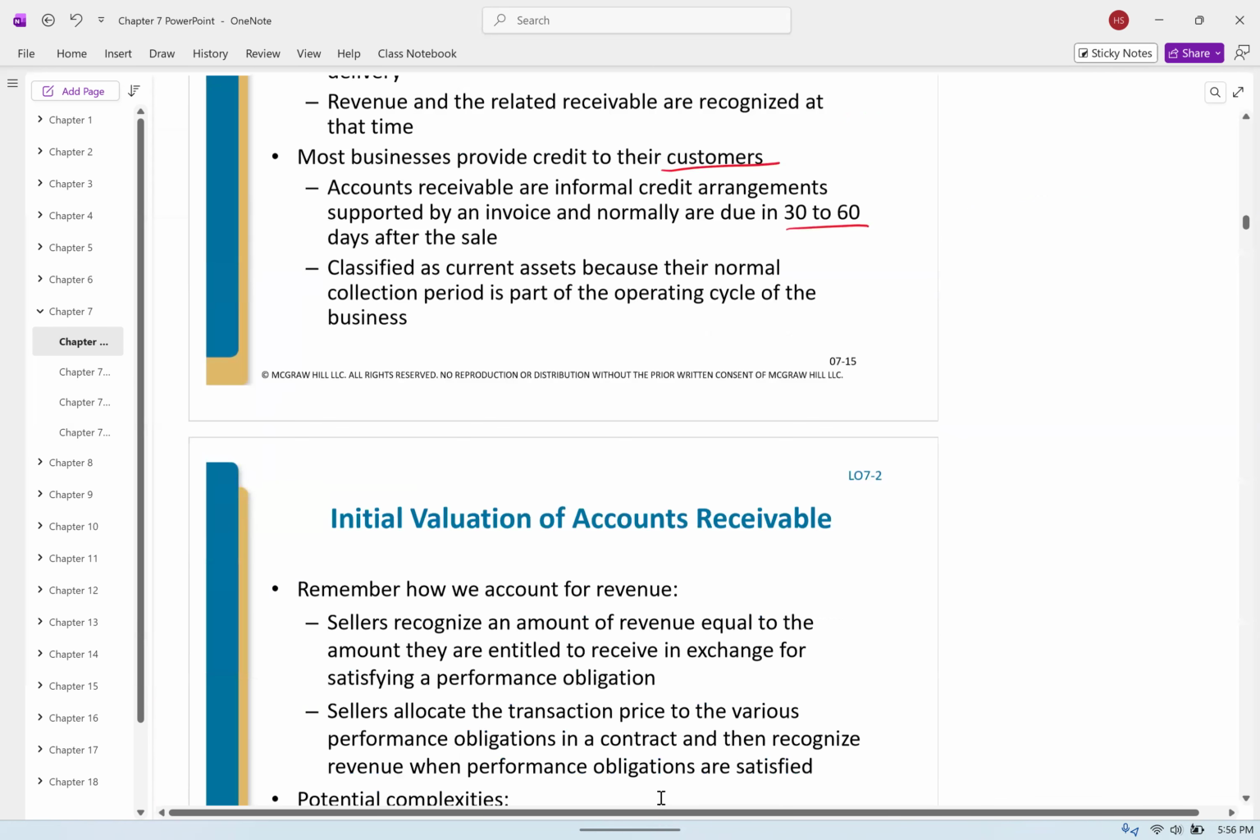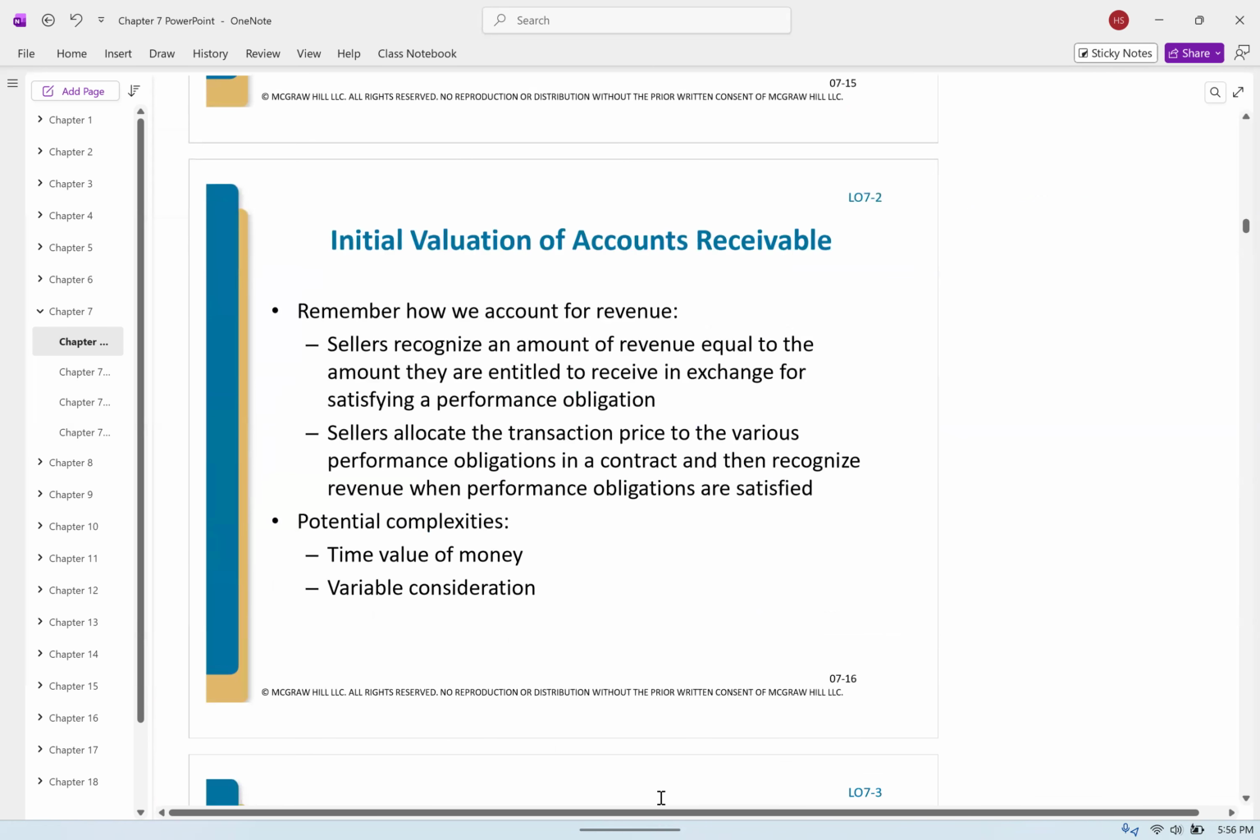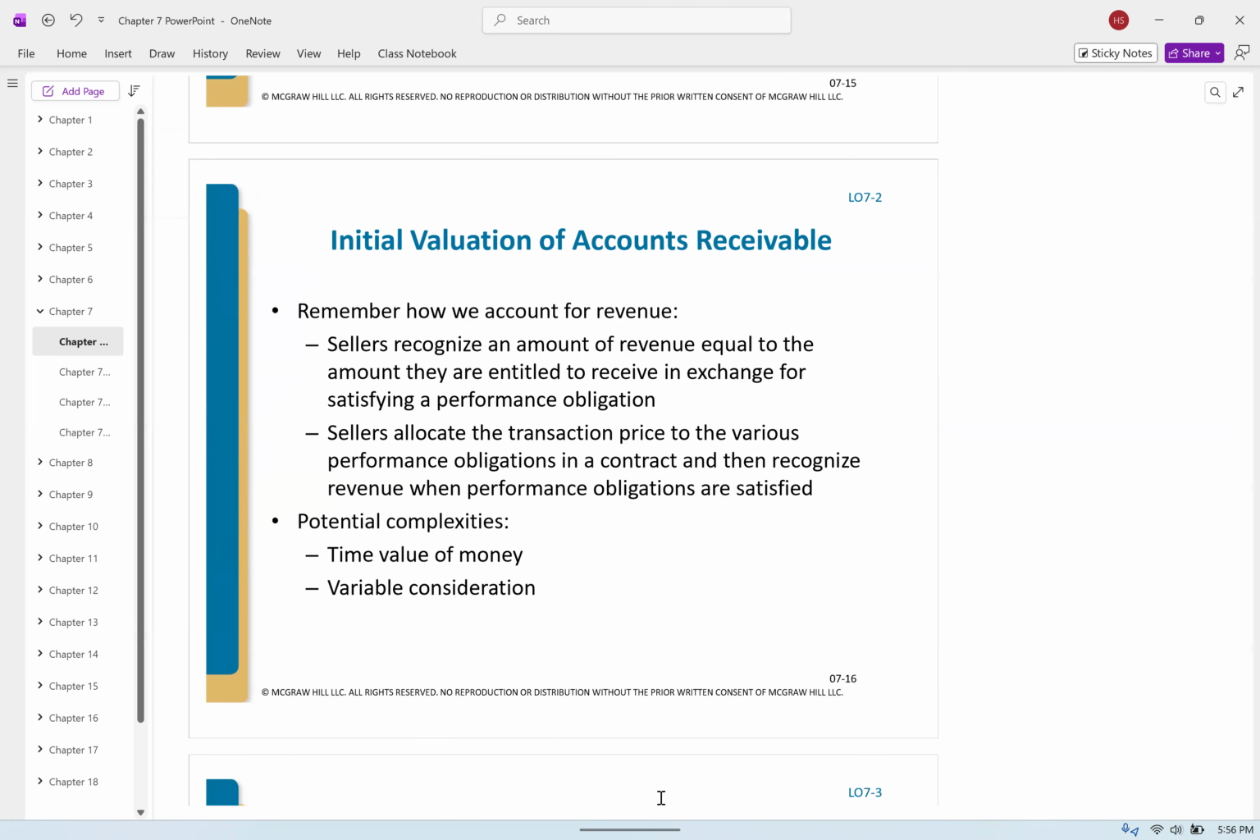Okay. So, initial valuation of accounts receivable. Remember how we recognize revenue. The sellers recognize an amount of revenue equal to the amount they are entitled to receive in exchange for satisfying a performance obligation. Sellers can allocate the transaction price to various performance obligations. There can be more than one. In the previous chapter we saw where it had 2 and 3 performance obligations.